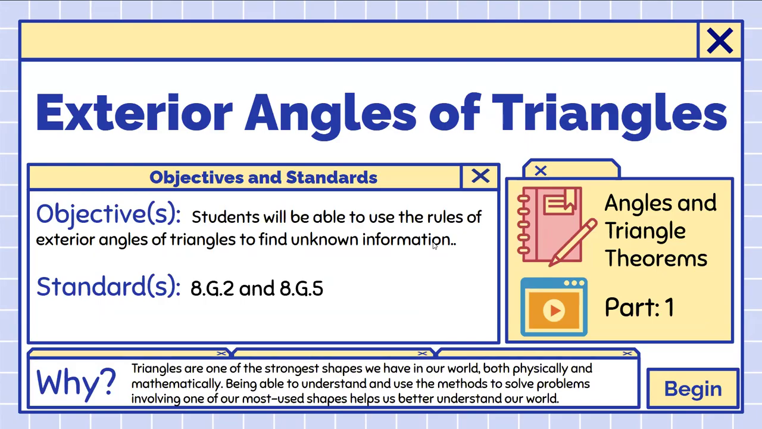The reason we're doing all of this is, as mentioned before, triangles are one of the strongest shapes we have in our world, and that is literal. There's a reason that triangles are used for so many of our bridges in architecture. They genuinely are one of our strongest shapes, and they're also one of our strongest mathematically. Being able to understand and use the methods to solve problems involving one of our most used shapes helps us better understand and work in our world.